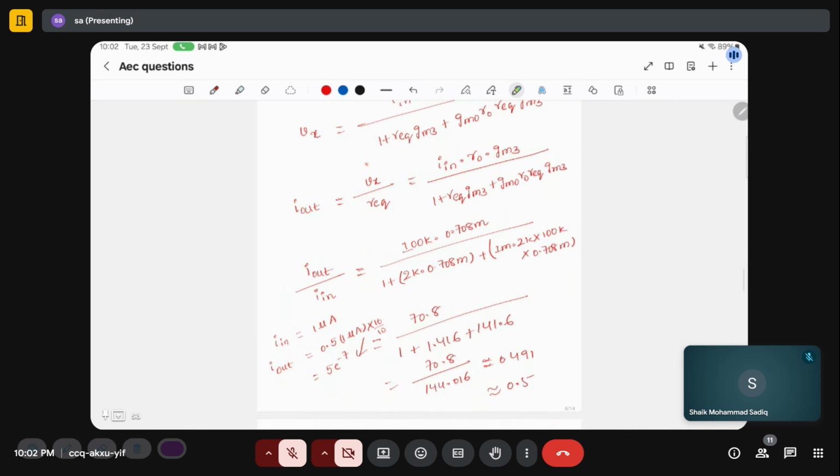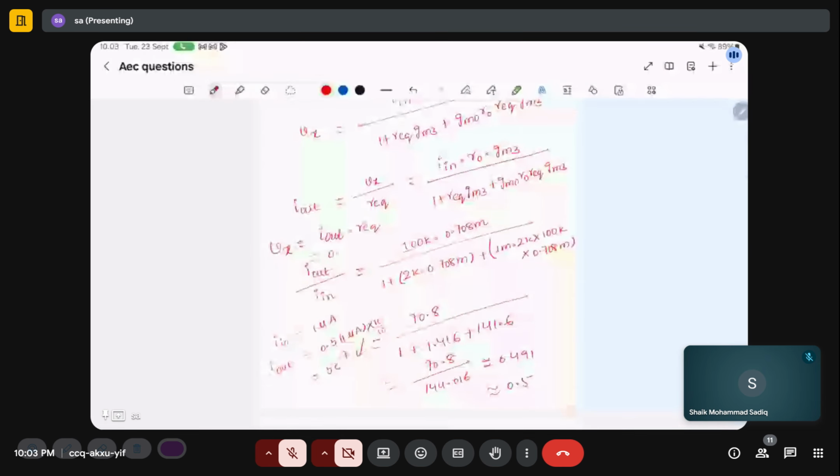So I out is nothing but Vx by R equivalent. I out we got is 0.5 milliamps. R equivalent I got is 2K. Vx is nothing but I out into R equivalent.